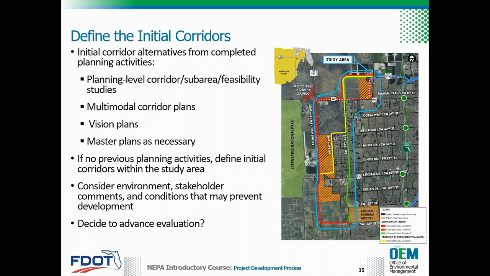If no corridor alternatives were previously developed, the district should identify initial corridors within the study area before preparing the methodology. Initial corridors can range from a swath of broad corridors to narrower alignments. As part of the initial corridor definition, consideration should be given to the environment, stakeholder comments, and any conditions that may prevent development of corridors.